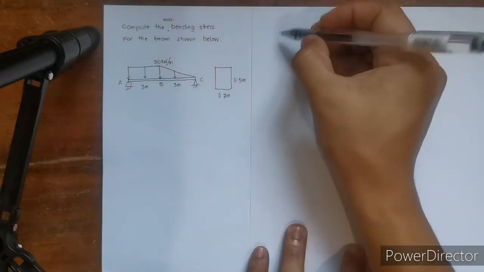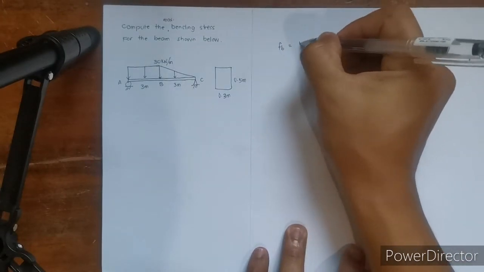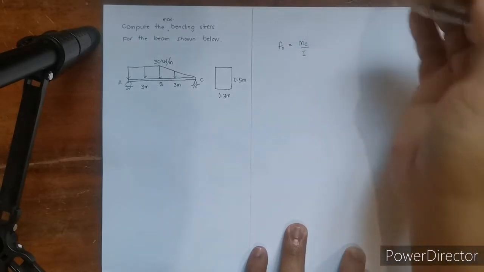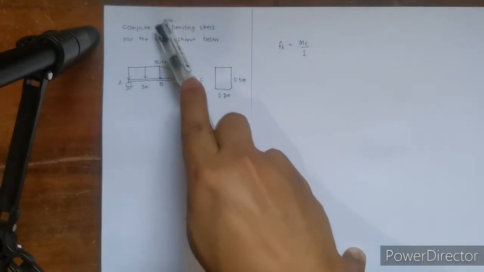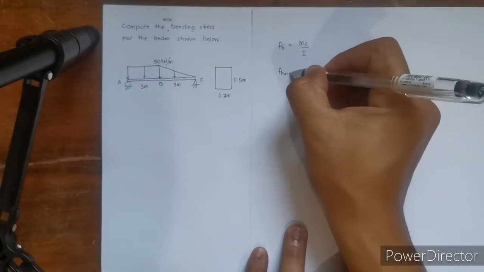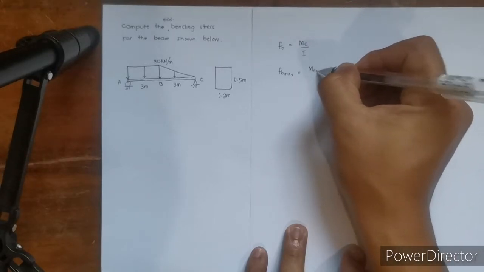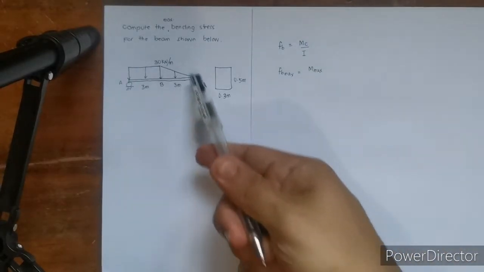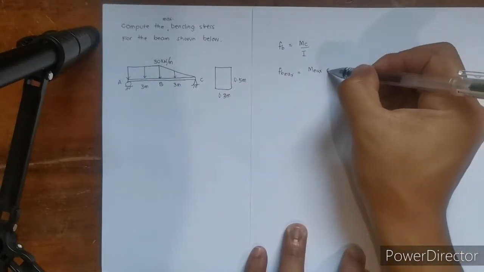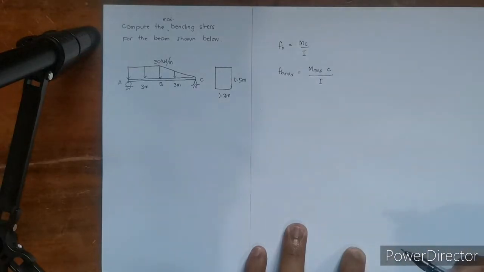Okay, so the unknown parameter is bending stress. FB is equivalent to MC over I. But then, it is asking for the maximum bending stress. For us to get the maximum bending stress, we will use the maximum moment that we will get in this loaded beam, and that is multiplied by the centroid over the moment of inertia.